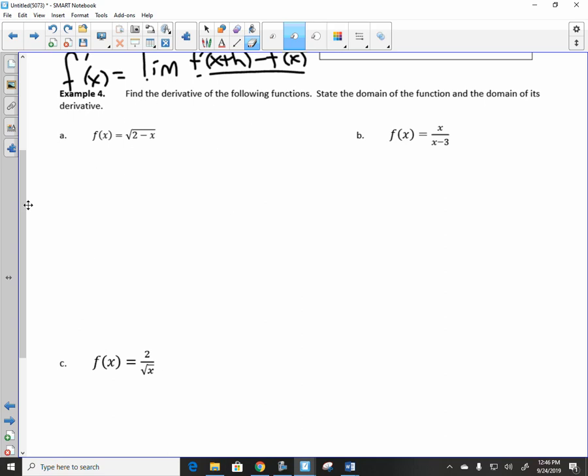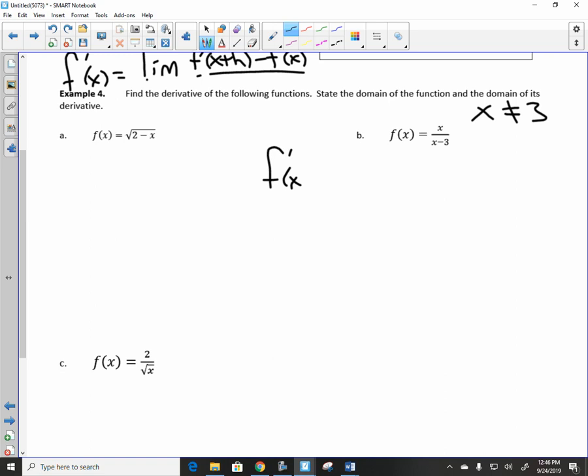Oh my goodness. What's the domain here? X can't be 3. X can be any number but 3, correct? So that means that when we take the derivative it should not exist at 3 either, correct? Let's see if that happens.